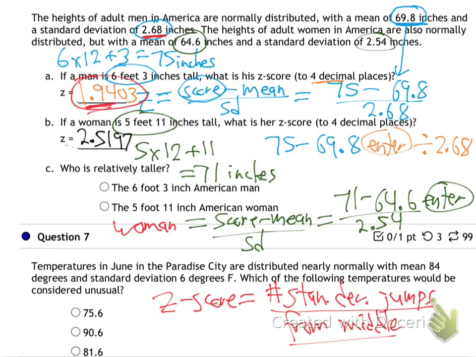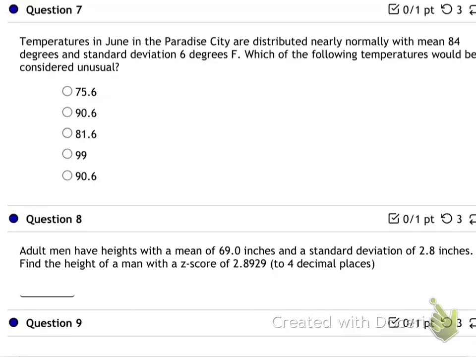So what do they ask? Who is relatively taller? The woman is, compared to other women, than he is compared to other men. We good? Question 7. Temperatures in June in Paradise City are distributed nearly normally with mean and standard deviation. So which of the following temperatures would be considered unusual? Unusual is the word I just said, freakish.